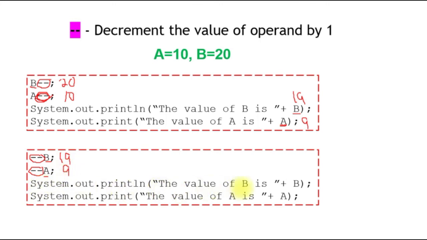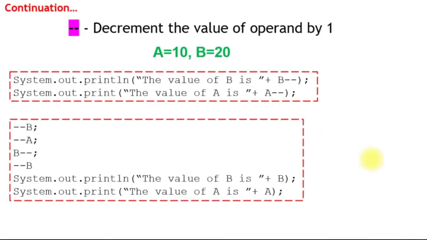Ngayon, output natin, the value of B is, ano yung last value ng B? Last value is 19. The value of A is, ano yung last value ng A? 9. Ma'am, same output lang naman po sa taas. Yes. Pero ang tinitingnan natin dito is paano mag-evaluate. Kung titingnan natin, iba po yung value ng B and A sa taas. Same output nga siya pero magkaiba. So, in-evaluate lang natin kung paano yung output kapag nasa dulo yung minus-minus at paano naman kung nasa unahan.